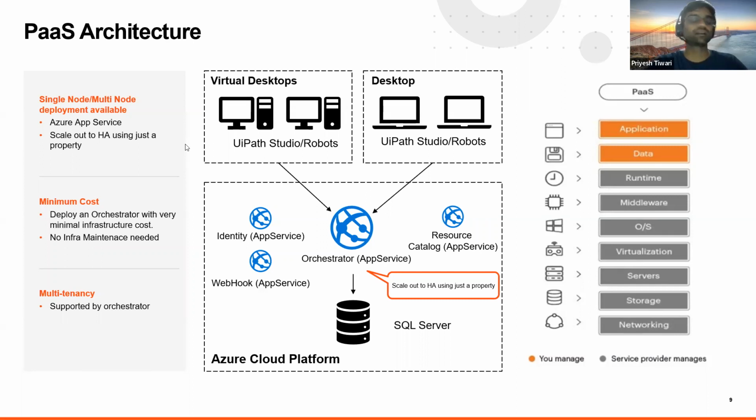So if you can see here, we are talking about the architecture of the PaaS. You can see a similar kind of architecture to what we have for the single node on-prem Orchestrator architecture. However, the major difference here is that we are using the Azure cloud platform, and we are hosting all the different components of Orchestrator as app services. The SQL Server is still sitting behind this. Here we support Azure SQL Server as a backend.